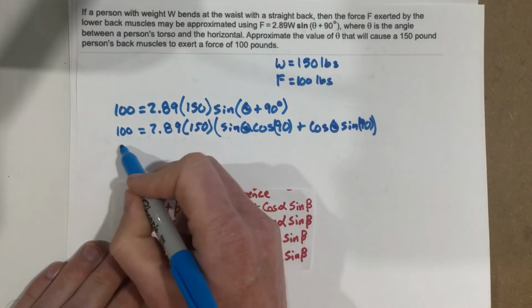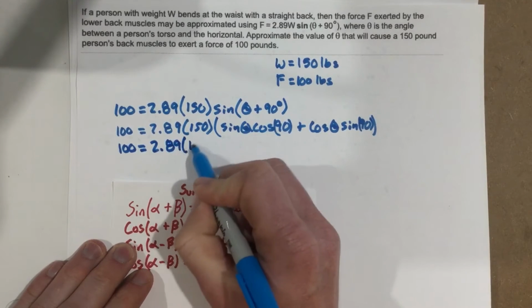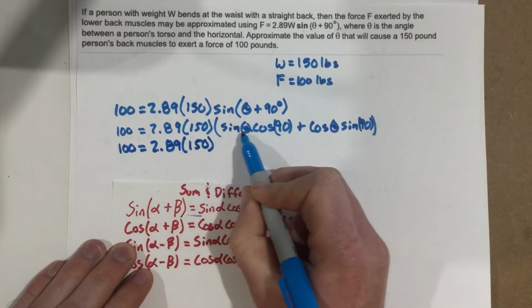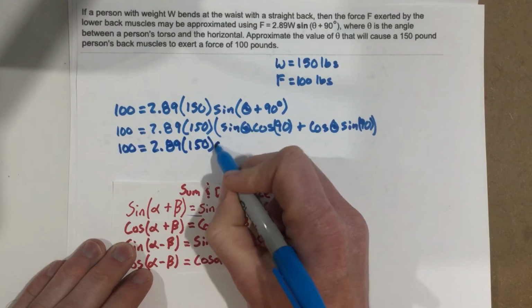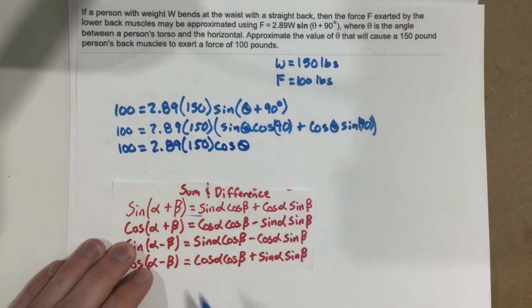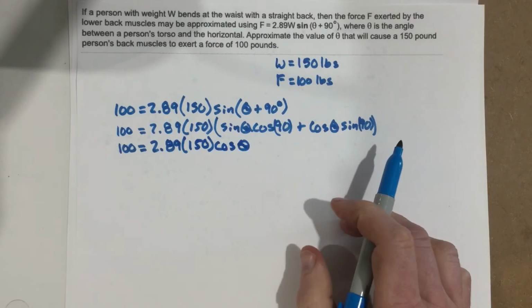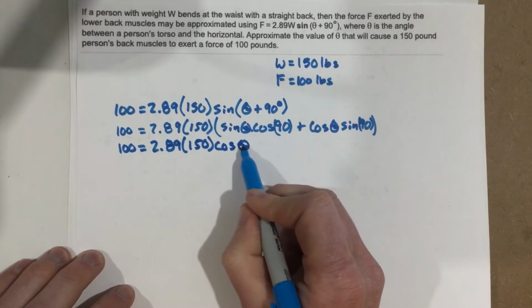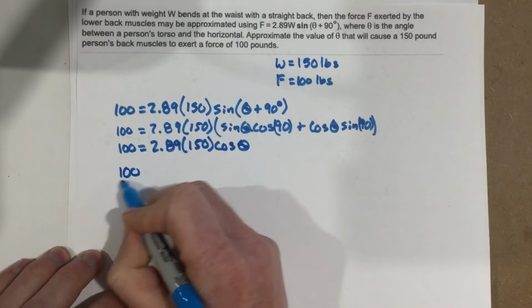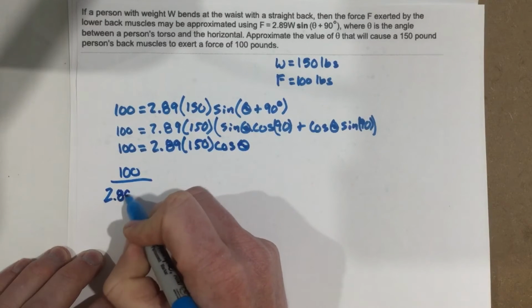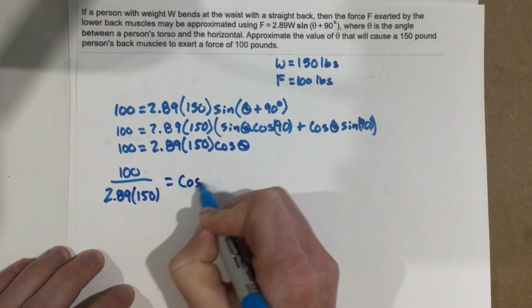So if we rewrite this, we can say that this is 100 equals 2.89 times 150, and that cancels. This is 1, so we're left with cosine theta. And that all came from just using the sum and difference formula, the sine sum formula. So now we're looking for theta, so we're just going to divide 2.89 and 150 to this side. We get 100 over 2.89 times 150 equals cosine theta.